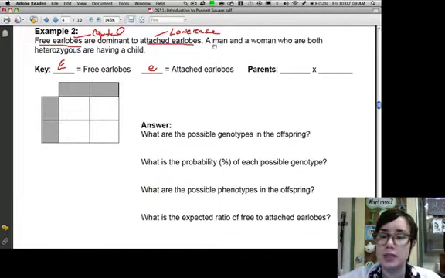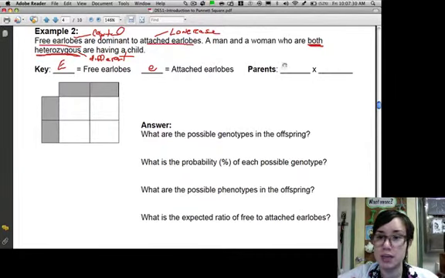I'm going to read on. It says, a man and a woman who are both, if you see the word both, it means that mom and dad have the same genotype, are heterozygous. So now we need to ask ourselves, what does the term heterozygous mean? Heterozygous means different. So let's go ahead and write that down. If both of my parents are heterozygous, that means one is going to be a big E, little e, and my other parent is going to be a big E, little e. So now that I have that, I can go ahead and fill in my Punnett square.